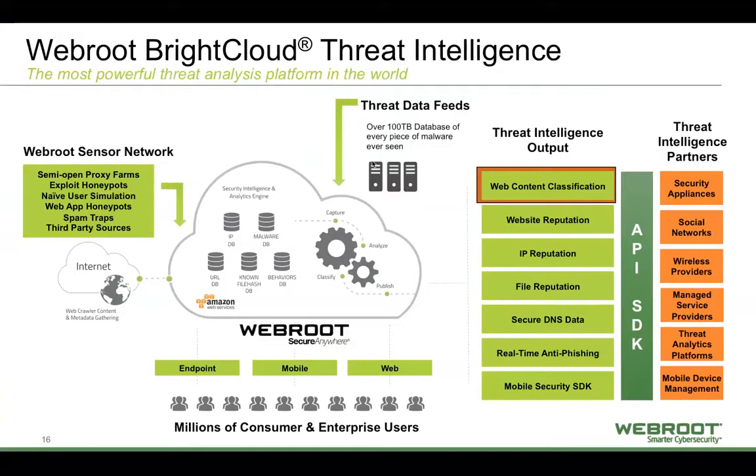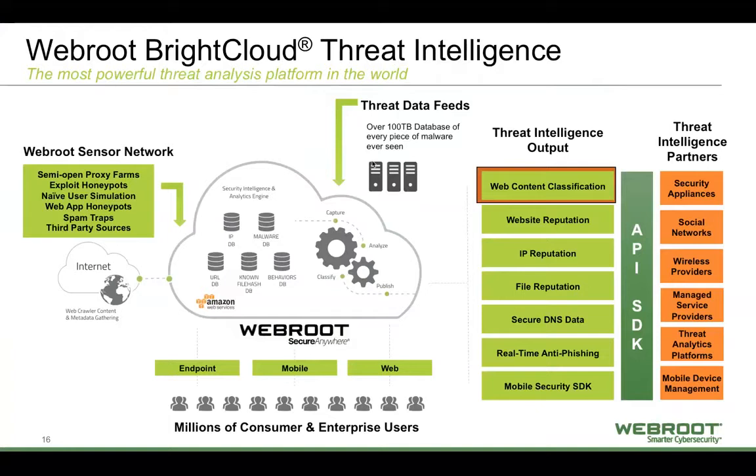So we have data coming in from many different perspectives. We have data coming in from certain threat feeds that fill gaps in our own personal sensor network. Those might be government sources, law enforcement, denial of service, things that we can't create because you have to be the victim of those types of attacks in order to see them.